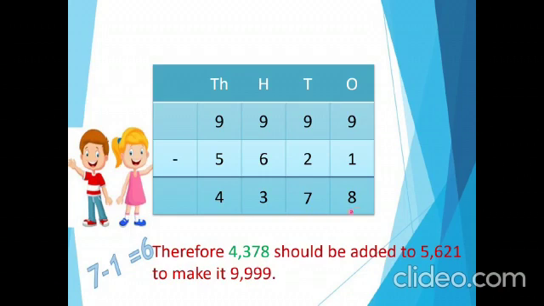What is this, children? That is, 4,378 should be added to 5,621 to make it 9,999.